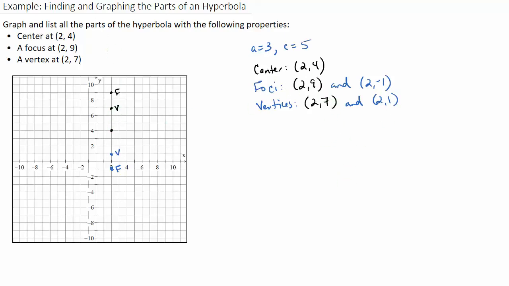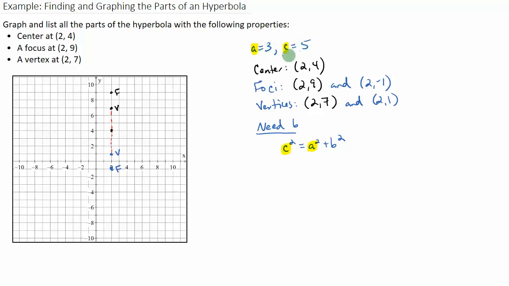Now I can also figure out my transverse axis. My transverse axis goes from vertex to vertex, so that's right here. Now I need my conjugate axis, the horizontal piece here, which means I need my B value. So I need my B value to finish this graph and to finish off finding all the parts. The way to find B is to use the equation c squared equals a squared plus b squared, because I already know A and C up here. So I've got 2 of the 3 parts of this equation. I just need to figure out what B is.